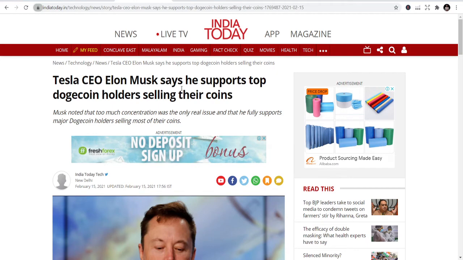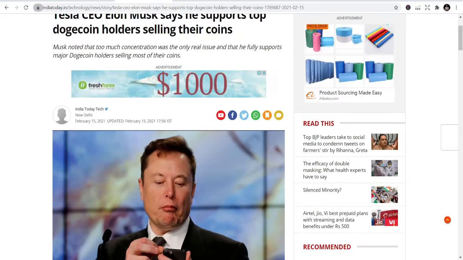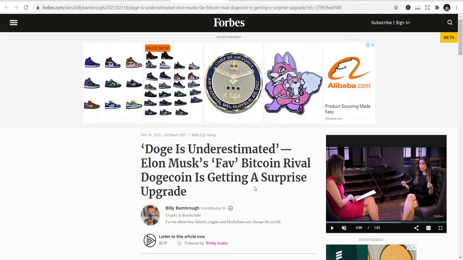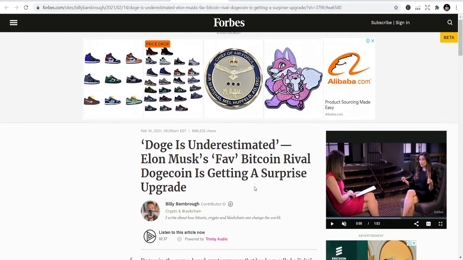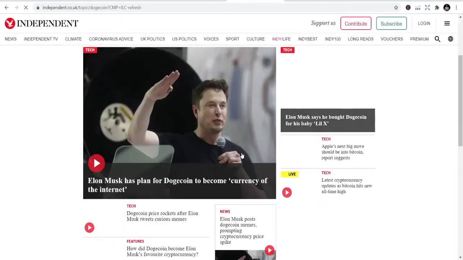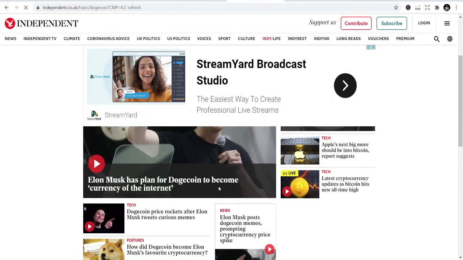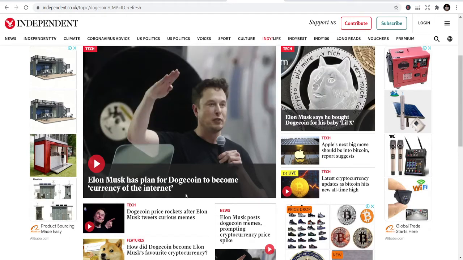So let's look at some news that Tesla CEO Elon Musk says he supports Dogecoin holders selling their coins. And in another breath, you see here, Doge is underestimated. So people have underestimated Doge, and now it is skyrocketing. And take another news item about Elon Musk. Elon Musk has a plan for Dogecoin to become the currency of the world. So he's actually promoting this. He's putting all his energy into promoting Dogecoin and giving it an edge, and giving it the opportunity to grow.